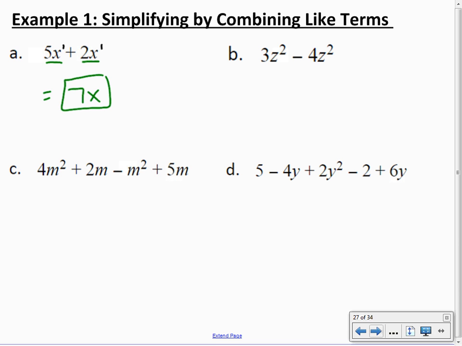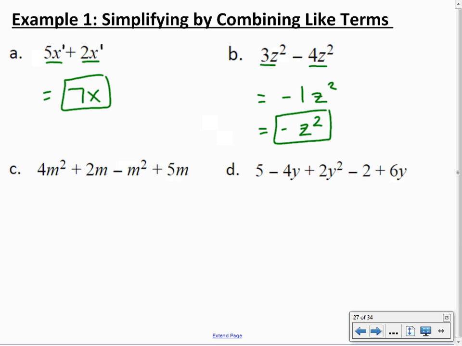For b, again, just two terms. They're both like terms because we have z to the second power. So if I have 3z squared minus 4z squared, 3 minus 4 is negative 1. So we have negative 1z squared, which is just the same as negative z squared. I want you to go ahead and pause the video and try examples C and D.